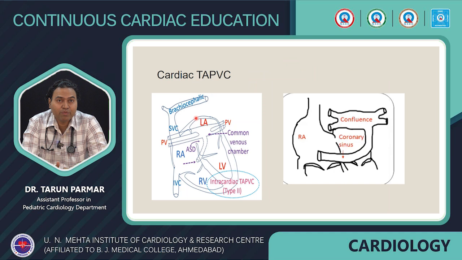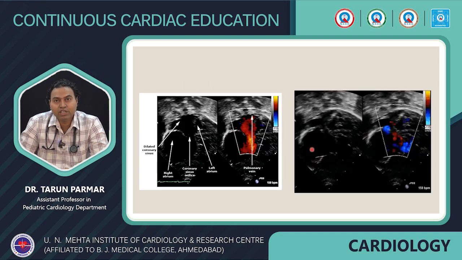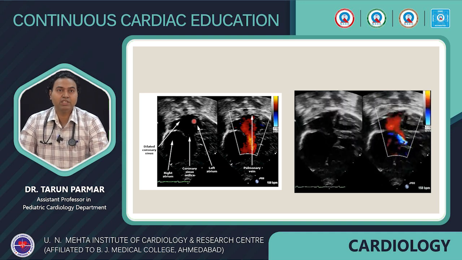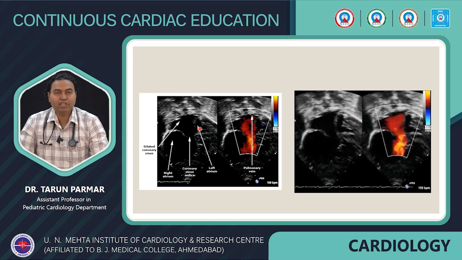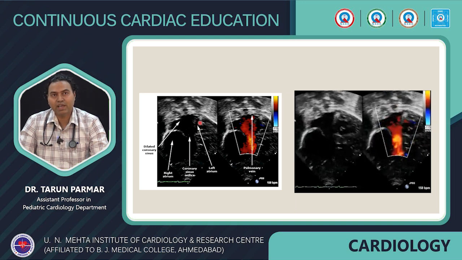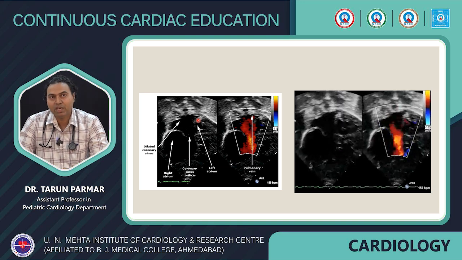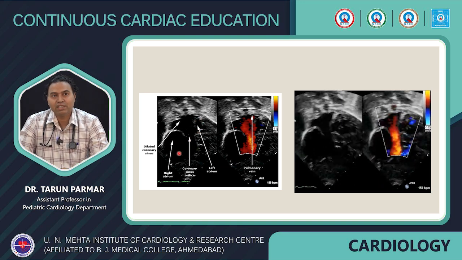Next is the cardiac TAPVC. Here all four pulmonary veins form a confluence and drain into the coronary sinus, which is dilated, and then drains to the right atrium. Here is the echocardiographic representation of the cardiac TAPVC. Here you can see the dilated coronary sinus, and this is the small left atrium. That is because the left atrium is underfilled, and also the common pulmonary vein that forms a part of the left atrium is absent, so it is inherently smaller in size. This is the dilated coronary sinus, and this is the right atrium.